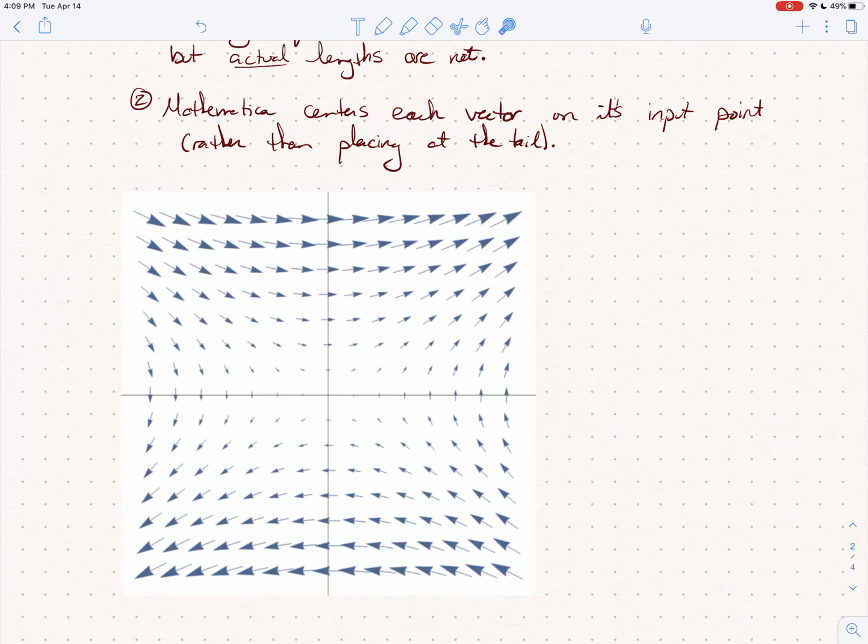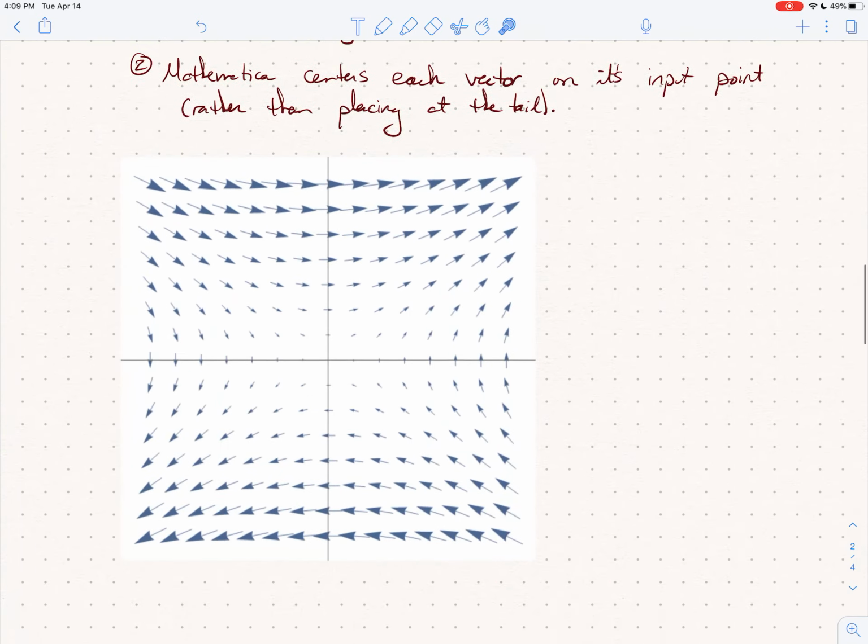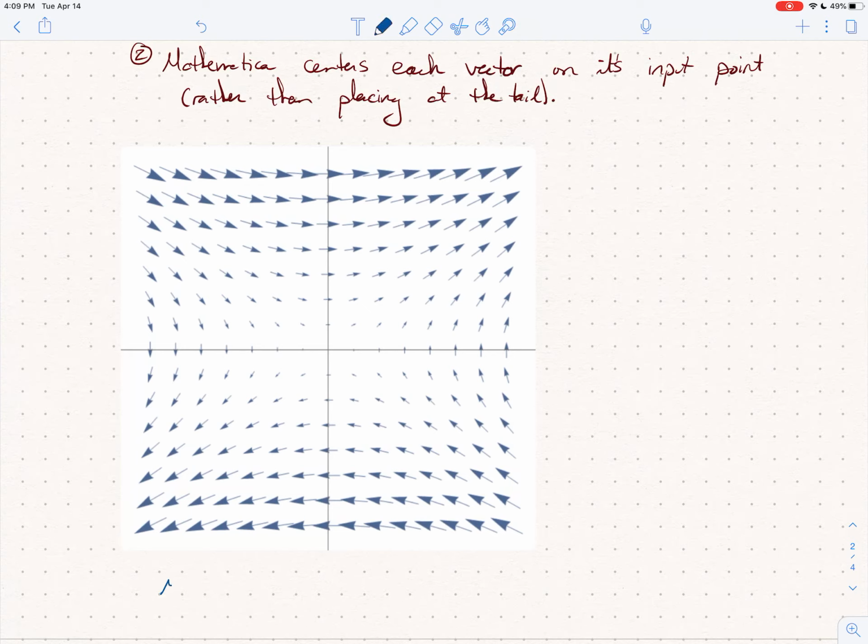You can plot vector fields in Mathematica. It actually centers each vector on its input point rather than placing it at the tail like we do. It doesn't matter. This is actually the Mathematica plot of example number 1. So we should write that down so that you know this in your notes. So this is the Mathematica plot of example number 1. And then I'll just mention the input code.